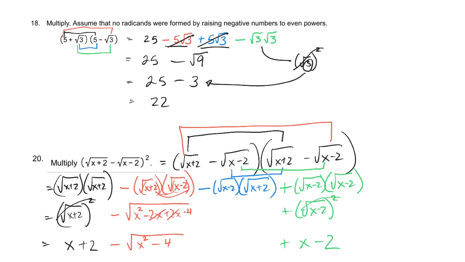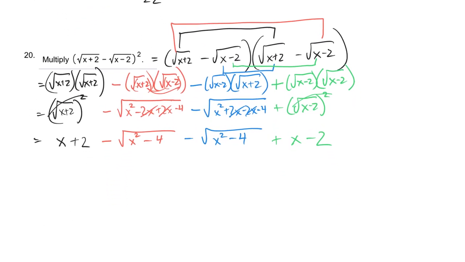Now the next term, I'm multiplying the same thing, so I have to come up with the same thing, really. So it'd be x squared plus 2x minus 2x minus 4. These cancel, so really what I have there is the square root of x squared minus 4. Now let's see what I have left.